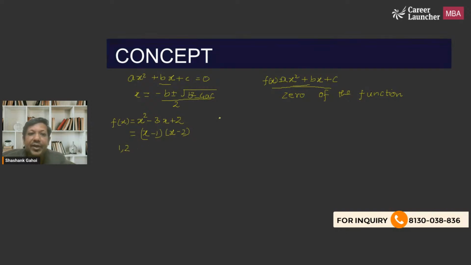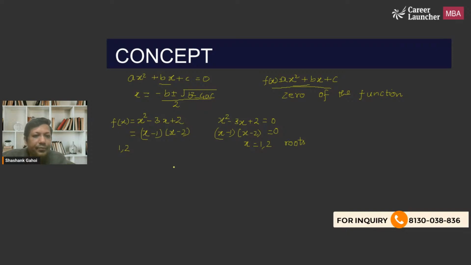On the other hand, if I have the equation x square minus 3x plus 2 equal to 0, what are the values of x we are going to get? We are going to get two values of x, 1 and 2, and these are called the roots of the equation. So roots and zeros are more or less the same thing. They are not different. If it is in the format of a function, we call it a zero of the function. If it is in the format of an equation, we call it the roots of the equation. And that's it. There is no other difference.